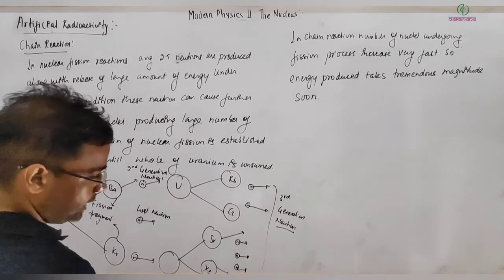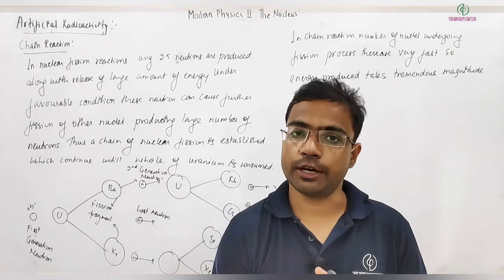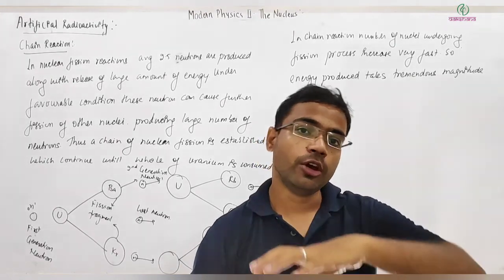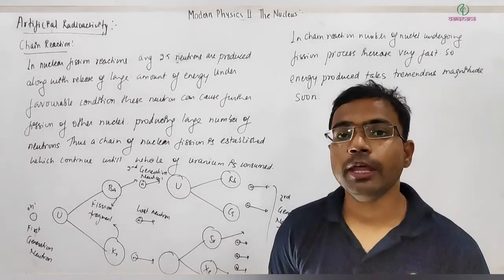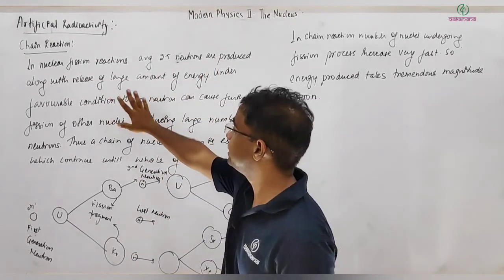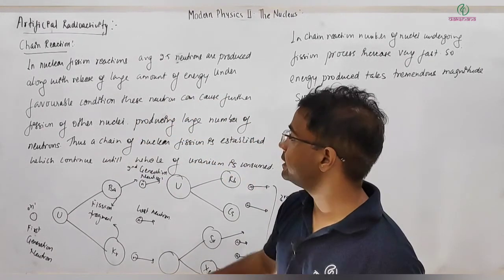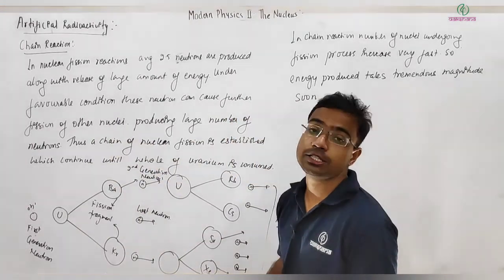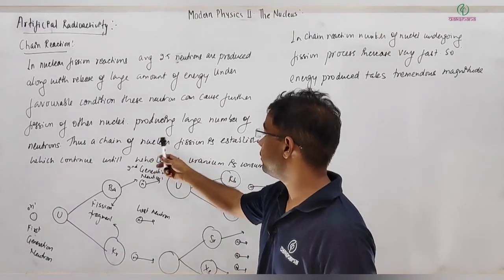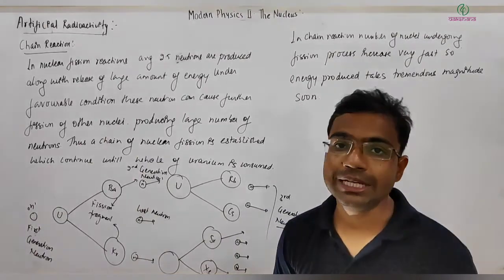In each nuclear fission, on average 2.5 neutrons are produced, and if we are able to use these 2.5 neutrons for further fission of uranium, neutrons are produced along with the release of a large amount of energy. Under favorable conditions, these neutrons can cause further fission of other nuclei, producing a large number of neutrons further. Thus a chain of nuclear fission is established, which continues until the whole of the uranium is consumed.